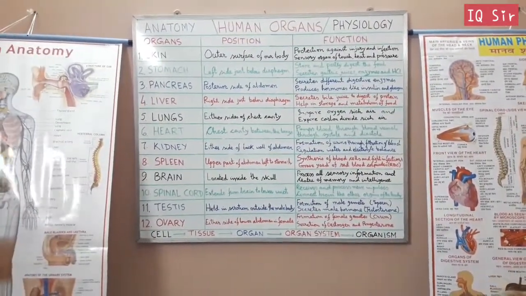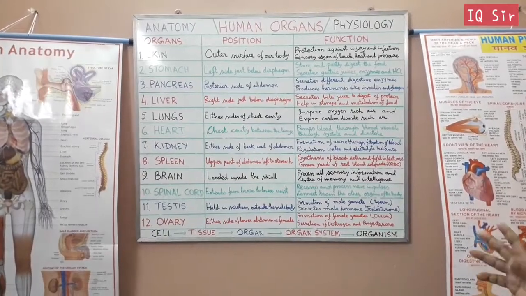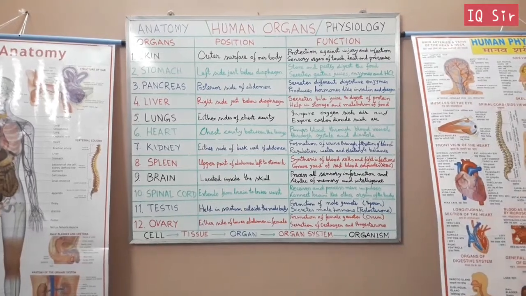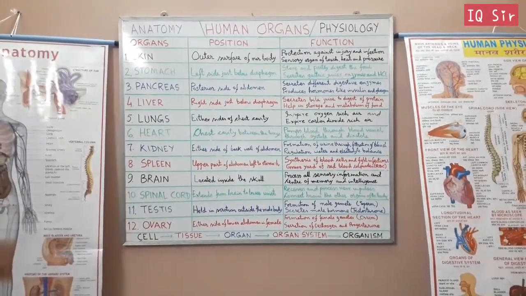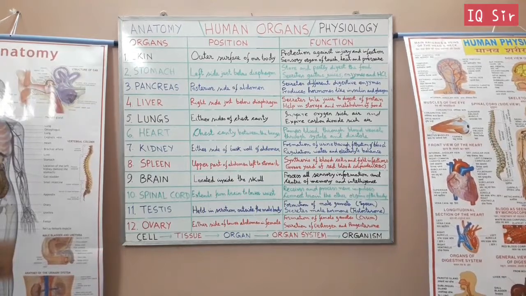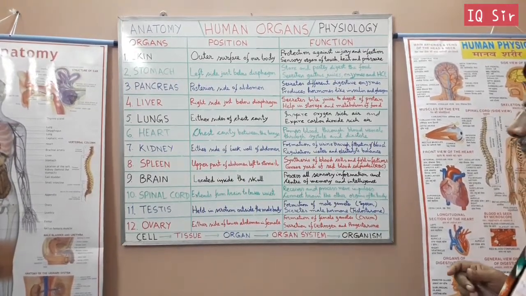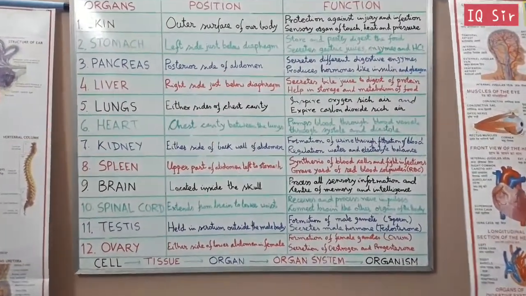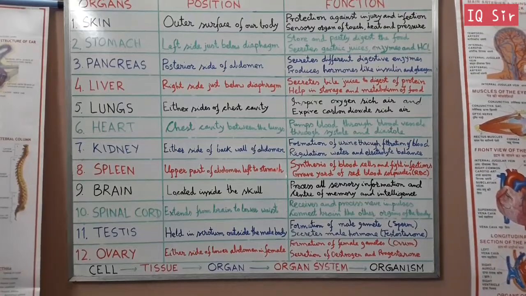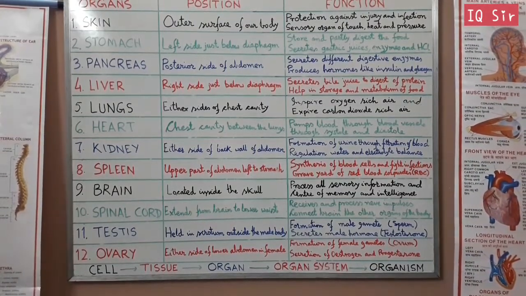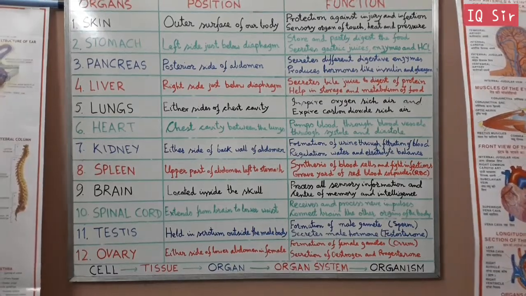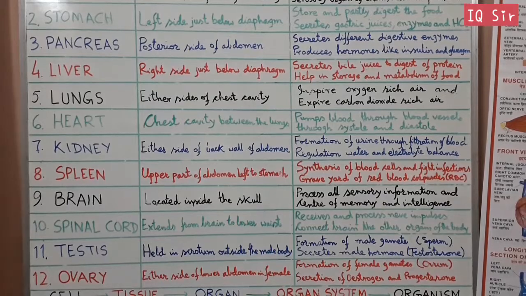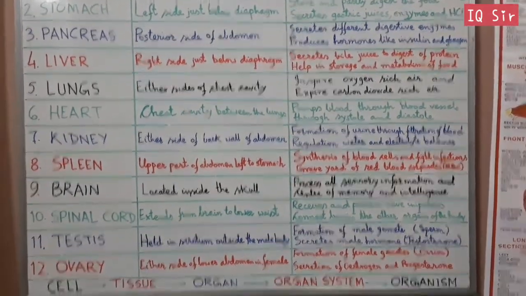And the kidney is located on either side of the back wall of the abdomen, and the main function is formation of urine through filtration of blood, as well as regulation of water and electrolyte balance in the body. Now come to the spleen. It is located on the upper part of the body, left to the stomach. Its function is synthesis of blood cells and fighting infection, and it is called the graveyard of the RBC, that is, the RBC is stored there.